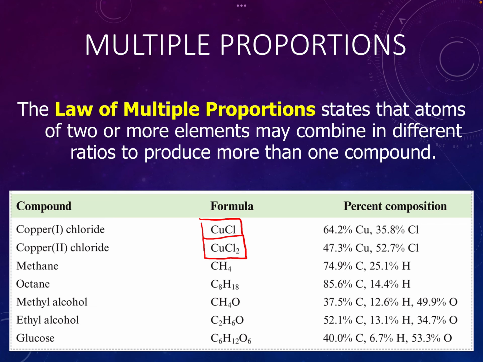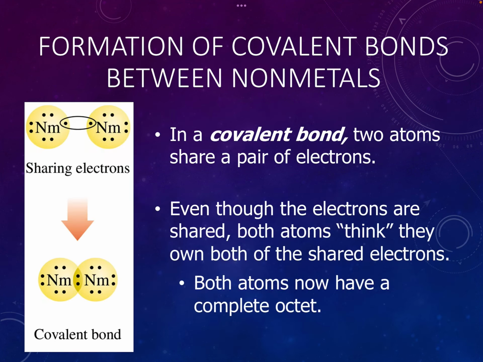Okay, so I know those laws sound pretty similar, but there are differences. The law of definite proportions says that water is always H2O. The law of multiple proportions says that H and O can be combined in different ratios to make different things.